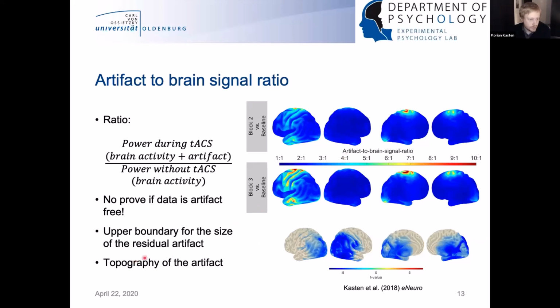The other nice thing about this measure is that we can actually plot topography. So what you also can see are these hotspots, and they actually quite nicely resemble the position of the central electrode and the locations of the cables.